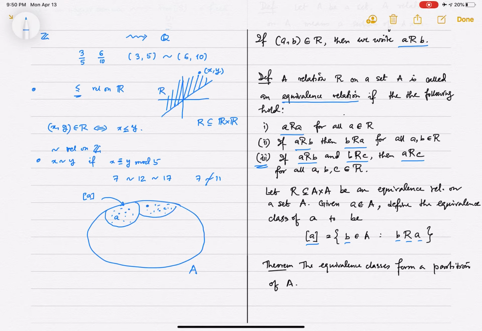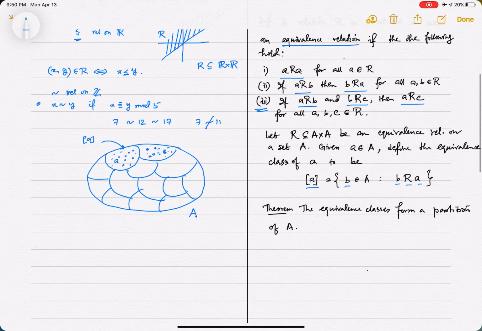But none of the friends of C are going to be related to any friend of A. So nothing in one chunk is related to anything in the other chunk, but everything in a single chunk is related to each other. And the whole set splits into these chunks, these subsets. This gives us a convenient way to identify all the elements in one chunk. That's why this construction is useful.